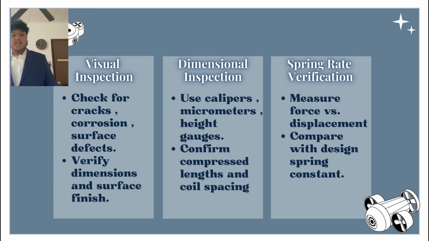The second one is dimensional inspection. Use calipers, micrometers, and height gauges. Confirm compressed length and coil spacing. The last one is spring rate verification. Measure force versus displacement. Compare with the design spring constant, K.